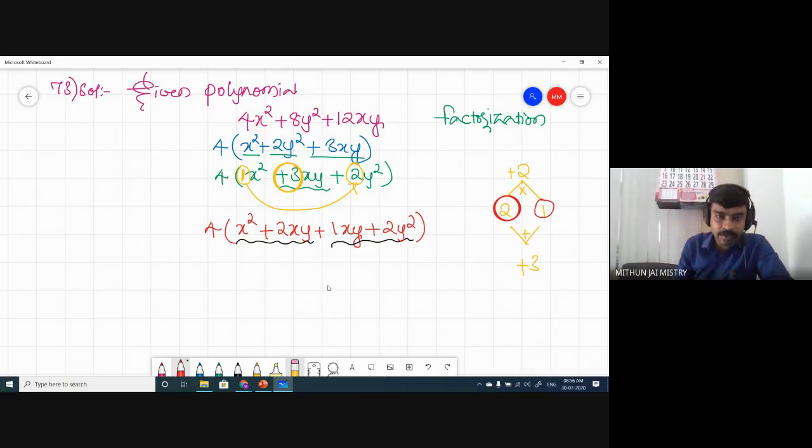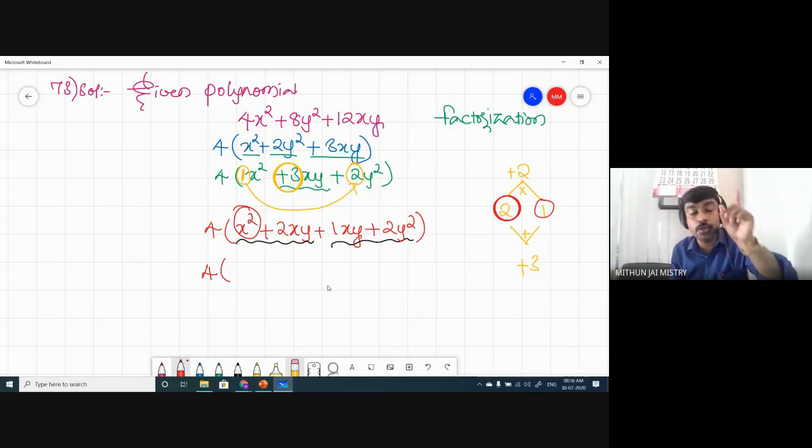Now let us see whether what I said is correct or not. So 4, I am taking outside. Now here, x square means what? x square means x into x, so x is there 2 times. And 2xy means 2 into x into y. So what is common? Here also x, here also x. So I can take x as common, children.